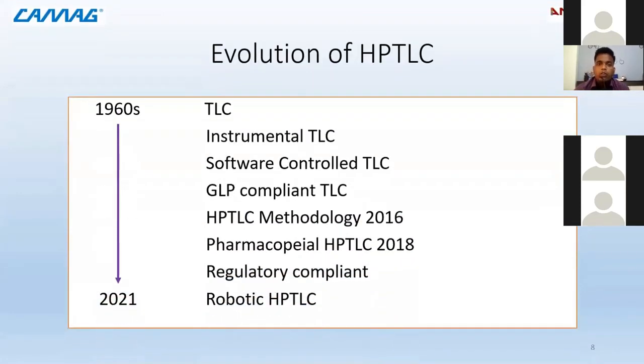Now, the evolution of HPTLC. TLC started in the 1960s. Some years after, instrumental TLC came in the market. After that, software controlled TLC came, then GLP compliant TLC. Like that, HPTLC methodology, then pharmacopoeia HPTLC, and at the end, regulatory compliant HPTLC in the market. And in 2021, fully automated robotic HPTLC was launched by CAMAG.